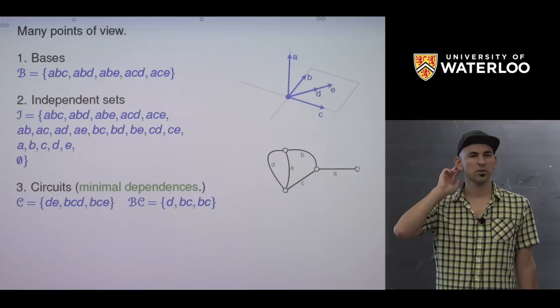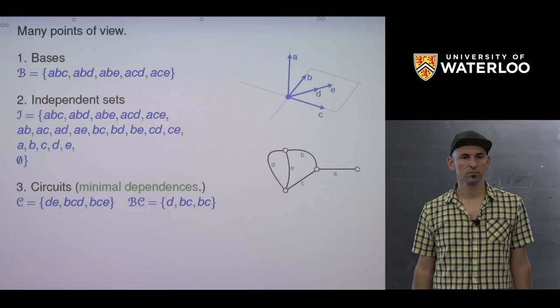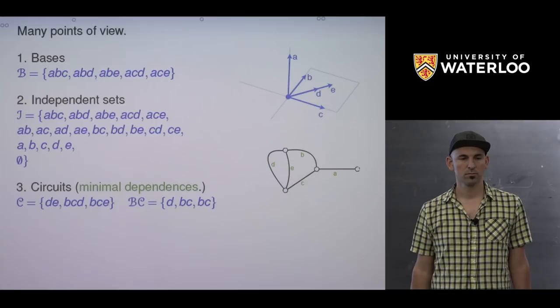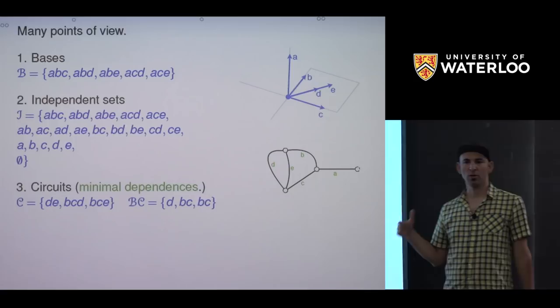Sorry, can you say that again? Yeah, so when you say that these are different points of view of looking at matroids, do you mean that independence is the only part that matters and that the fact that it's a basis is not integral to the definition? So if I may rephrase your question, you're asking why do I say these are different points of view?